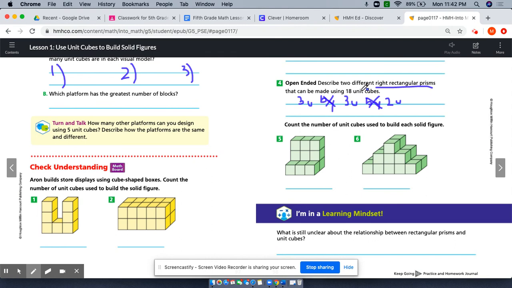And then over here, finally, again, just like number 1 and 2 on the previous page, count the number of cubes used to build each of these solid figures. So how many cubes were used here, and how many cubes were used here?